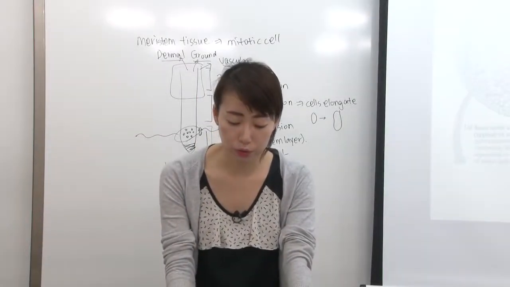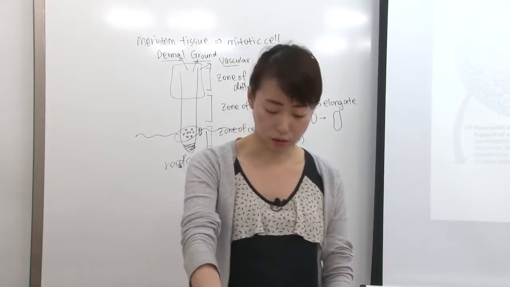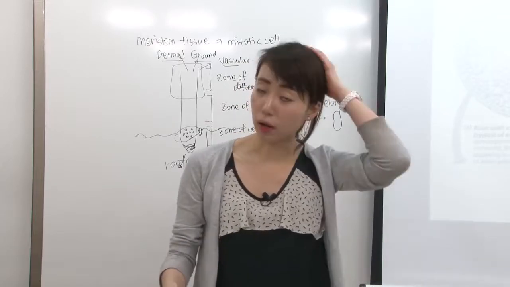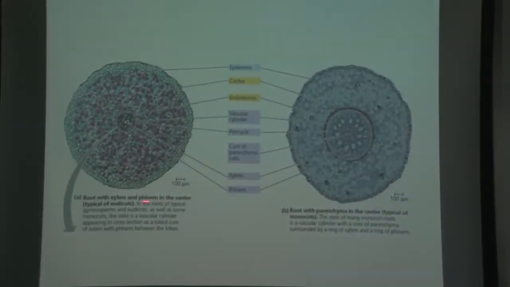So when you look at the structure of the roots, we also classify it into two different structures according to dicot and monocot. So let's look at the picture for that. Dicot roots actually look like this. Okay. So when you look at this, this is lacking the parenchyma cells.